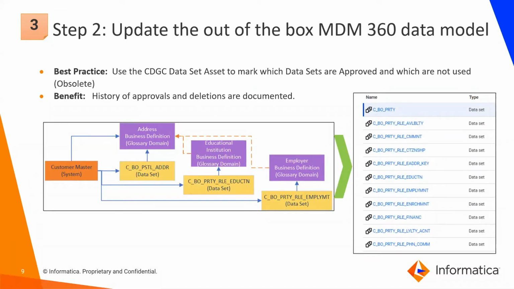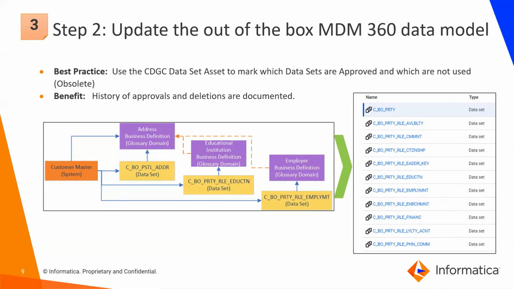After we identify business domains and data subjects we want to master, as well as what we need to add to the model, the next step is to update the out-of-the-box MDM 360 data model. We can update the model with name changes to reflect the specific organization. We can add additional tables, as well as additional attributes to existing tables in the model. Any updates with new definitions are documented within the governance tool, keeping a historical record of change.